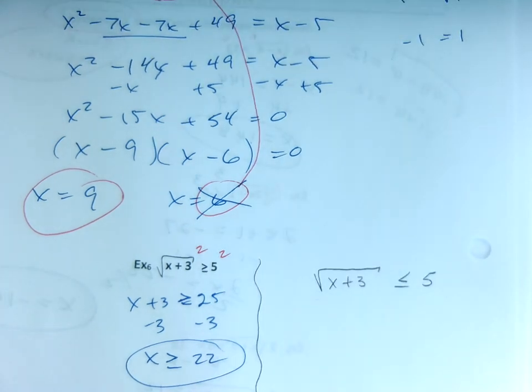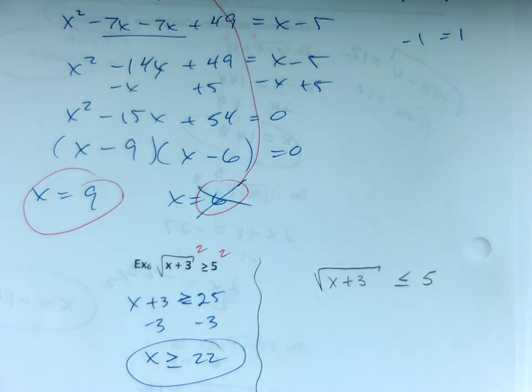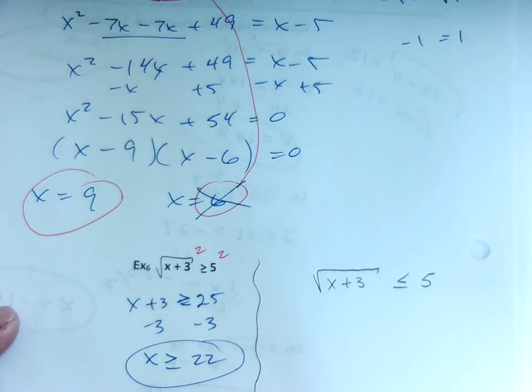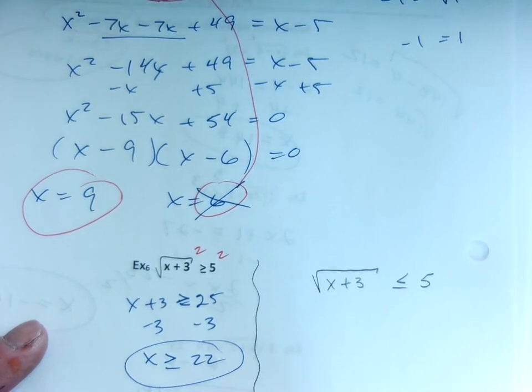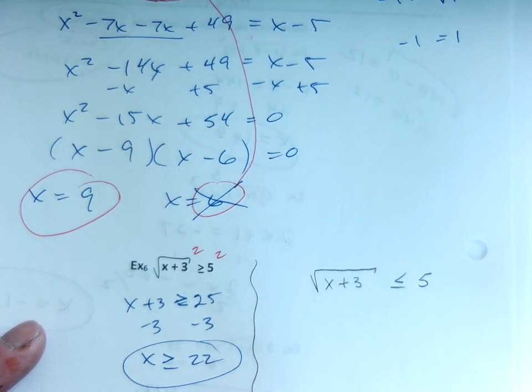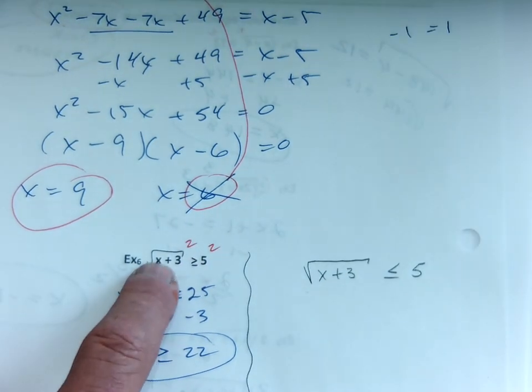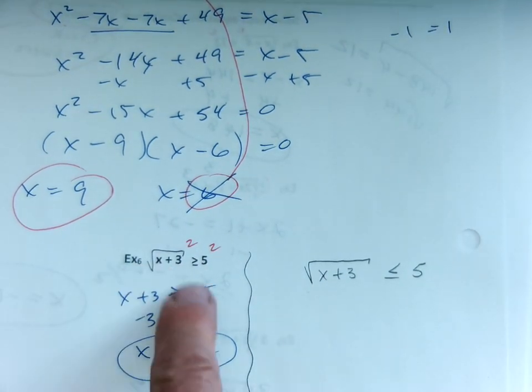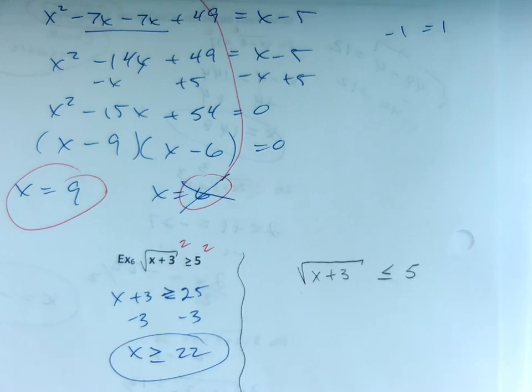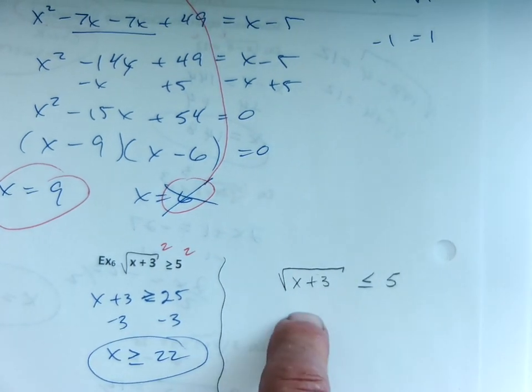On a number line, 0, 22. On a number line, it would graph like this, have a solid dot, and all of these numbers up to infinity are all going to work. Any number plugged in for x greater than or equal to 22 will make an answer bigger than or equal to 5. Now this one's different because of the lesson.